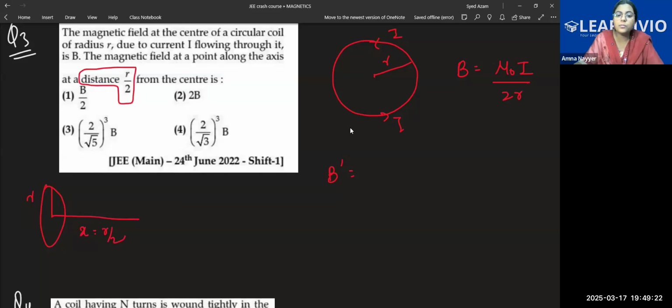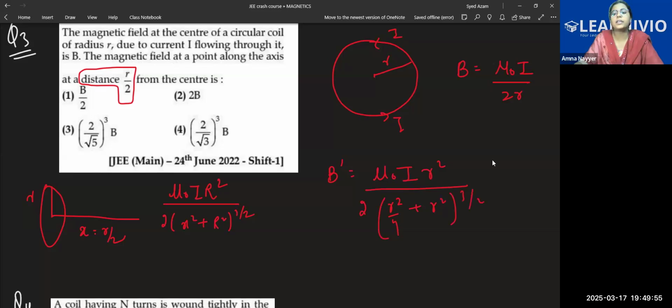If you remember, what's the formula? Mu naught I capital R square divided by 2 into x square plus r square to the power 3 by 2. Now let's put the values. This will be mu naught I small r square divided by 2 into, x is r by 2, so x square will become r square by 4, plus r square to the power 3 by 2. You have to take the ratio of these.